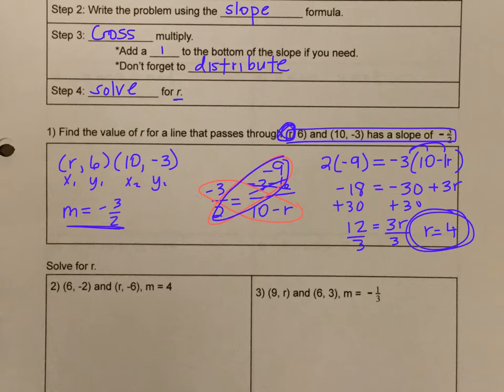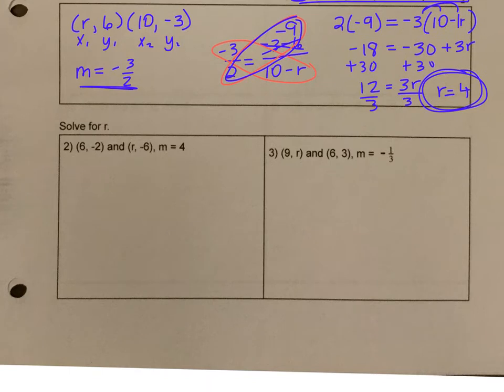We're going to do a couple more practices to make sure that you can set it up right before I send you loose on your own. So x1, y1, x2, y2. And that r can be in different places. It doesn't matter. So the first thing, let's set up our problem. I'm going to make that a fraction so I can cross multiply. 4 over 1 equals -6 minus -2 on the top, r minus 6 on the bottom. Well, 6 minus -2 is really a -8.